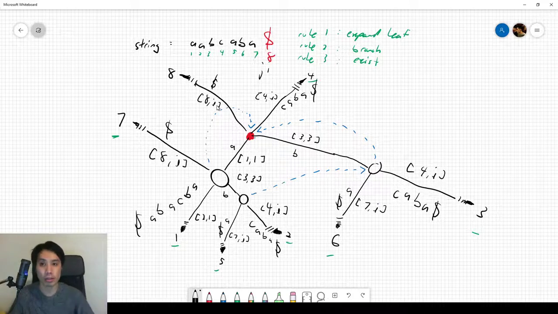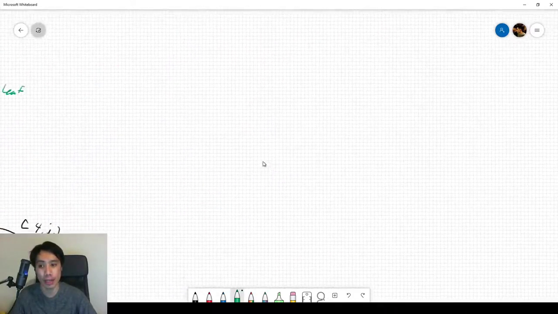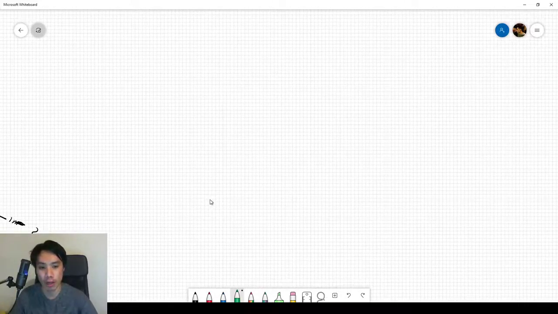Okay, so what you see here is now an explicit suffix tree, right? Or the suffix tree which you have learned in FIT3004. Okay, so it seems like it's a very, very long process because I'm explaining. Let's see how fast I can do it now very, very quickly.